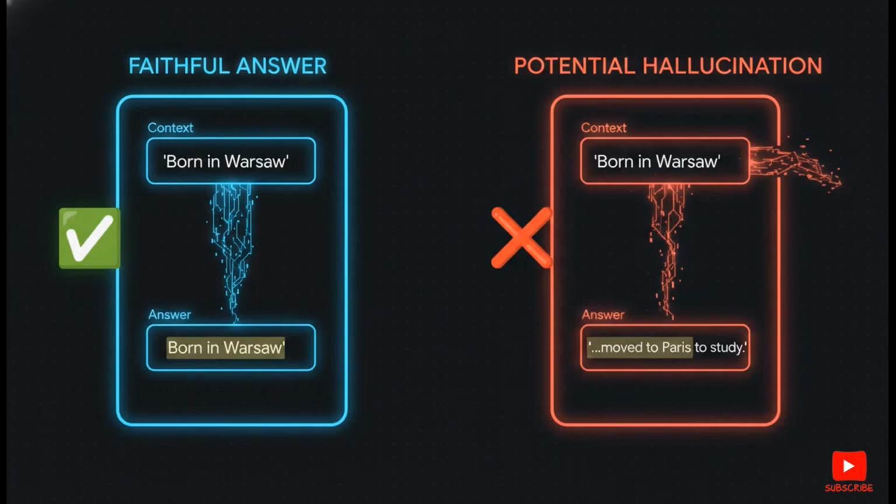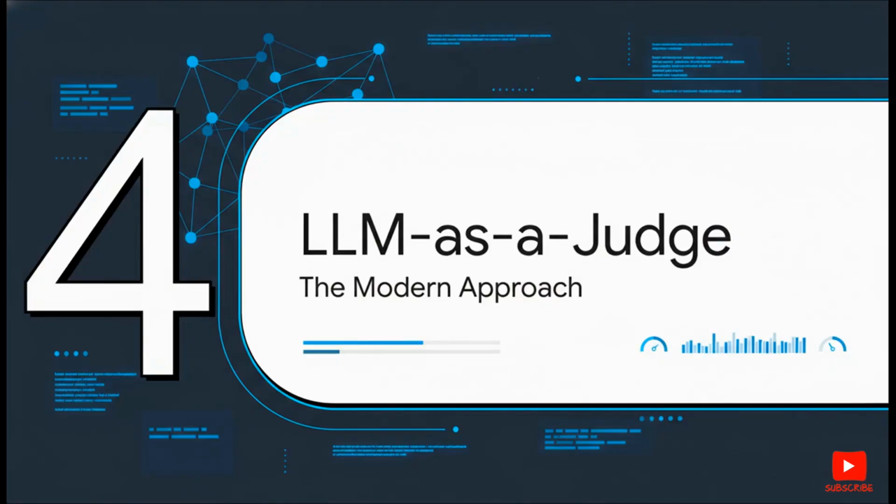And this example shows the difference perfectly. On the left, the context we have is simple. Marie Curie was born in Warsaw. The answer? Marie Curie was born in Warsaw. Perfect. That is 100% faithful. But look at the right. The answer adds that she later moved to Paris to study. Now that fact might actually be true, but, and this is the important part, it wasn't in the context we provided. The storyteller added outside info, which means it's not faithful. It's a hallucination.